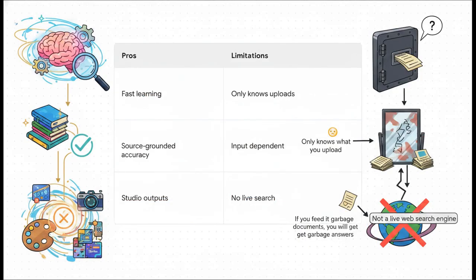But keeping it totally transparent with you, let's look at the pros and limitations. The pros are a no-brainer: insanely fast learning, source-grounded accuracy, and really creative studio outputs. But the limitations are just as crucial to understand. NotebookLM only knows what you upload. It's not a live web search. And most importantly, it relies heavily on your input quality. Feed it garbage documents, and you'll get garbage answers. It is purely a mirror of your own research.